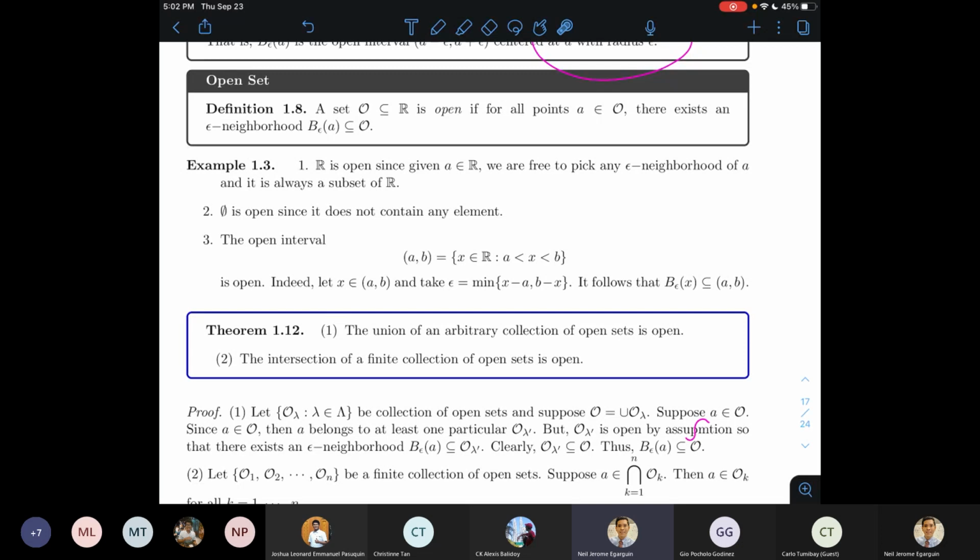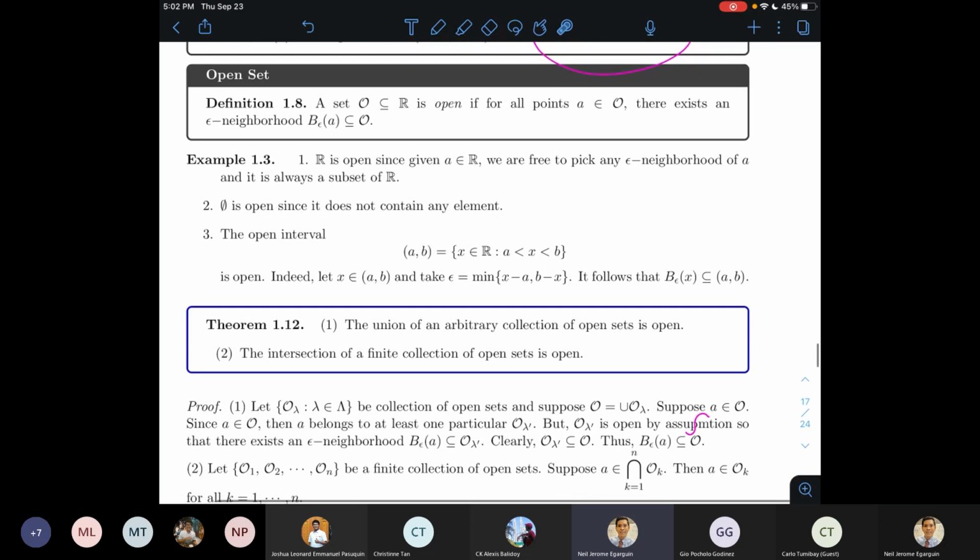Laging mas madali sa analysis kung ida-drawing nyo. May mga reason kung bakit yan yung pangalan ng mga terms dito, kasi they will make some intuitive sense if you try to draw them up. Okay? So let's try proving theorem 1.12.